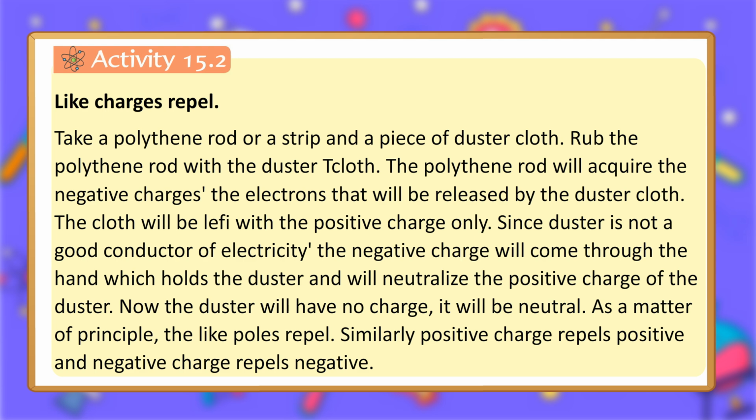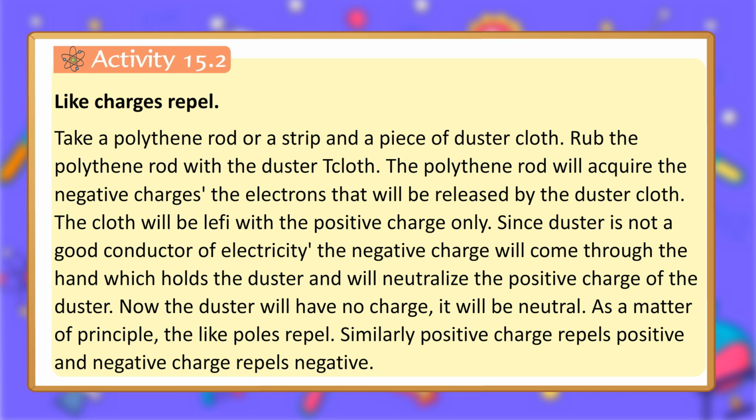Activity 15.2. Like charges repel. Take a polythene rod or a strip and a piece of duster cloth. Rub the polythene rod with the duster cloth. The polythene rod will acquire the negative charges, the electrons that will be released by the duster cloth. The cloth will be left with the positive charge only.